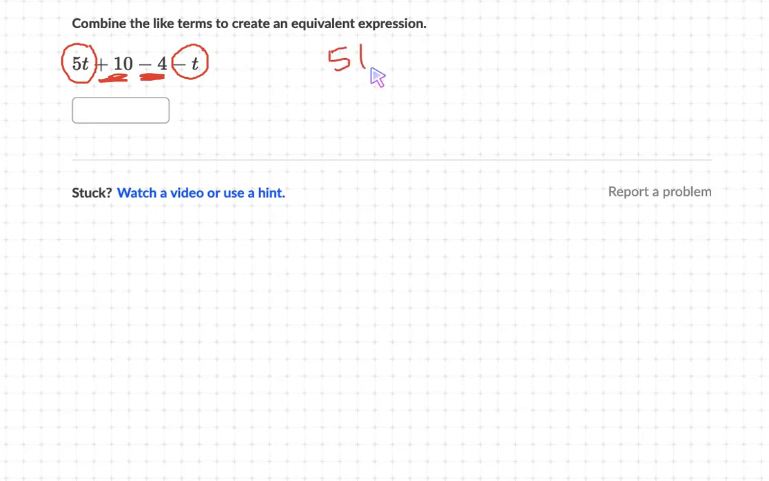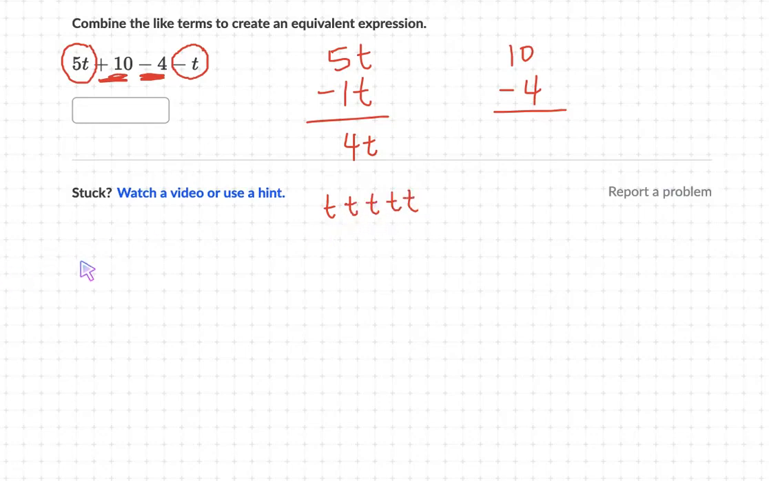Okay, so I have 5t minus t for one of them, and then I have a positive 10 minus 4 for the other. So this is 5t minus 1t because it's kind of like an invisible 1 there, so that's 4t. Again, if you want to draw it out, there's 5 t's, and we are getting rid of 1 t. So there's 1, 2, 3, 4 t's left over. Here it's 10 minus 4, which is 6. If you were to draw it out, you would have 10 dashes, and then you're getting rid of 4. So you have 1, 2, 3, 4, 5, 6 ones left over. Okay, so this is 4 t's left over. This is 6 ones left over.